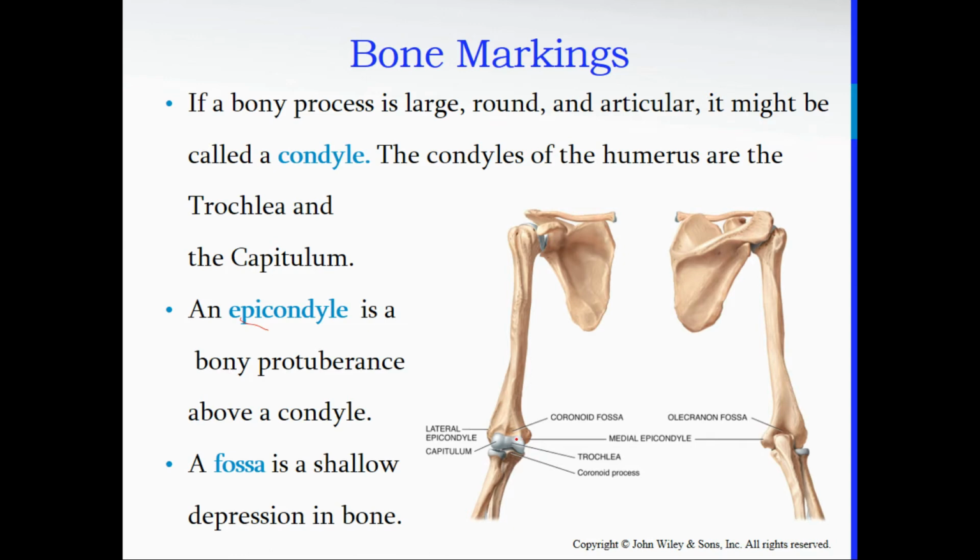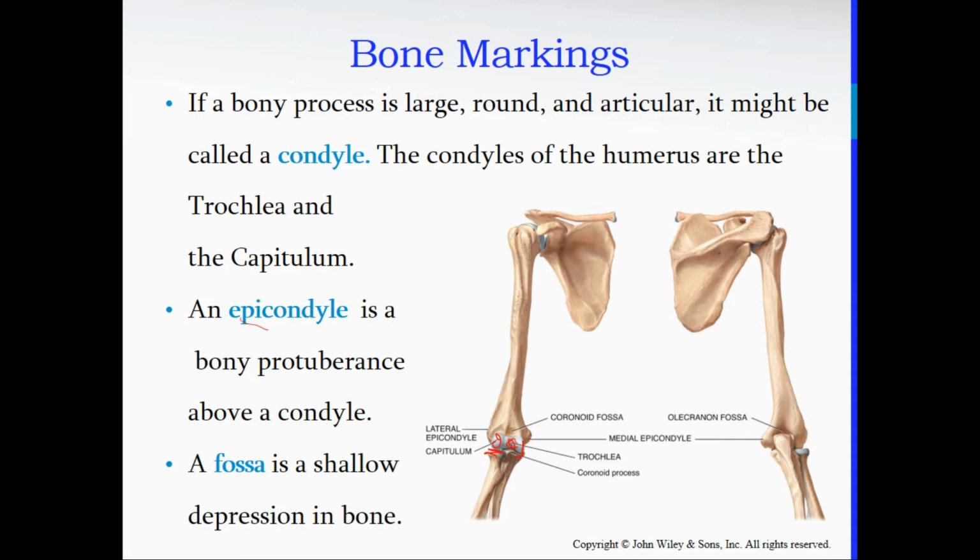This trochlea, this is a condyle. This is an articular surface at the distal end of the humerus where it will articulate with the semilunar or trochlear notch of the ulna. This is the capitulum, and that is the articular surface or condyle, the second at the distal end of the humerus, where it articulates with the head of the radius.